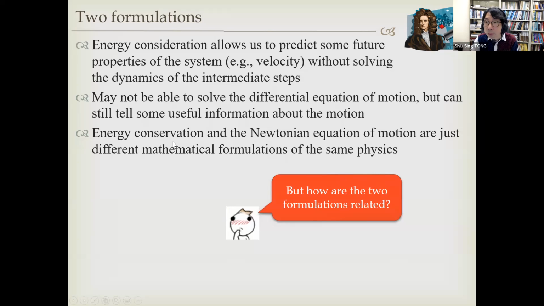Now, it's important to note that mechanical energy conservation is not a new thing. It is not different from Newton's law. It is not a separate law of physics. In the classical mechanics regime, the two concepts are actually related, and I can actually derive the principle of conservation of mechanical energy from the Newtonian equation of motion. Okay, now let's see how these two formulations are related to each other.